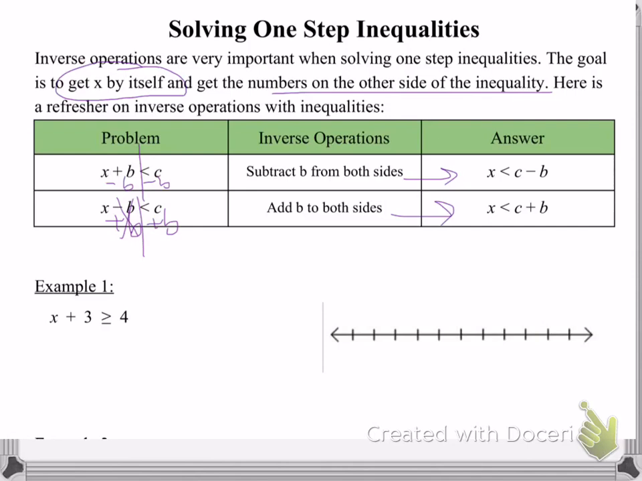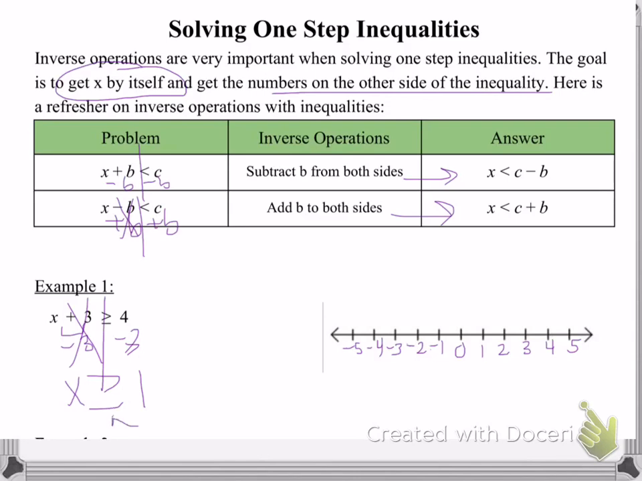We need to move over this 3, and how we do that is subtract by both sides, subtract by 3. So you can see that this 3 will cancel out, and you have x is greater than or equal to 1, because it's 4 minus 3. So let's go ahead and fill in our number line. We got 0, 1, 2, 3, 4, 5, and then our negative numbers, negative 1, negative 2, negative 3, negative 4, and negative 5.